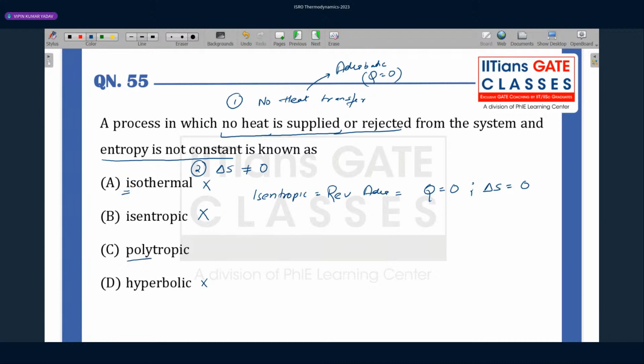Now polytropic is the process where you can have both options. You can have Q equals 0 as well as delta S not equal to 0. Basically, polytropic is the most generalized process, which has no restriction on any particular type. Pressure is constant, volume is constant, heat transfer is 0 or not 0, there is no restriction. Polytropic is the answer.